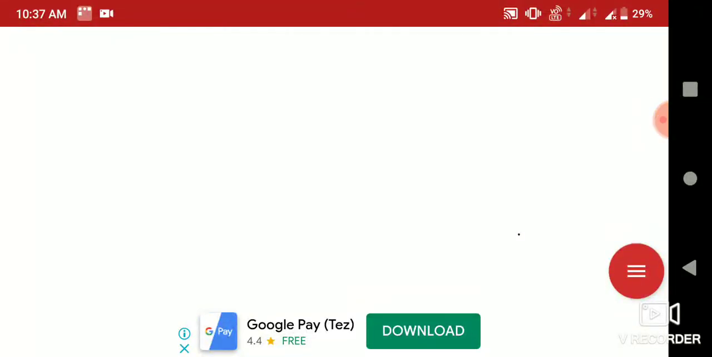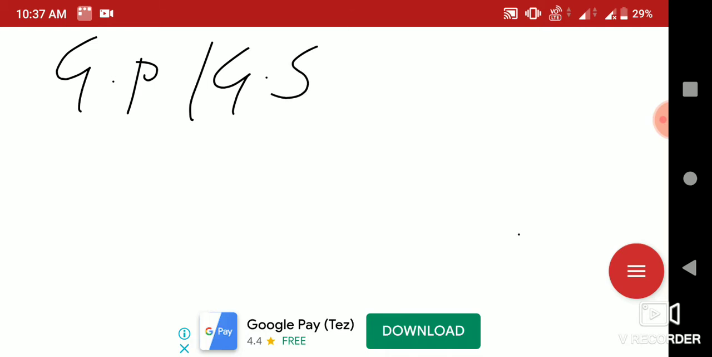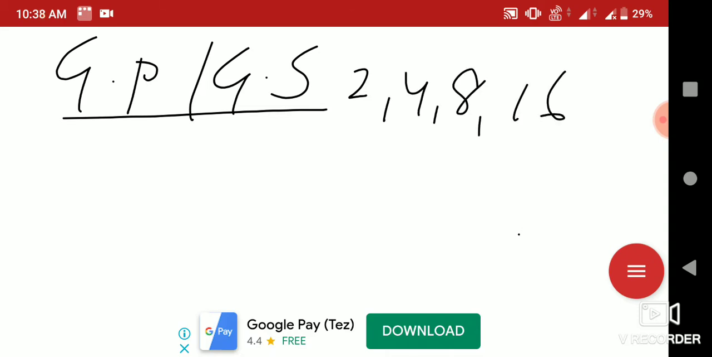So what is the difference between GP and GS? That means geometric progression and geometric series. So what is progression? If I take an example 2, 4, 8 and 16 and so on, you can see there is a relation between these numbers. You can say 2 2s are 4, 4 2s are 8, 8 2s are 16.